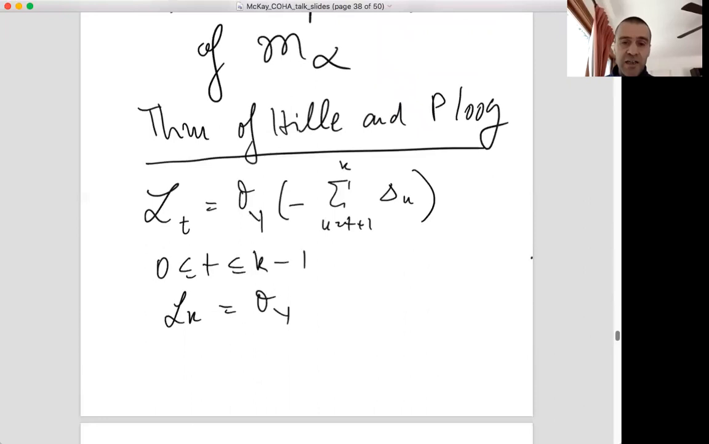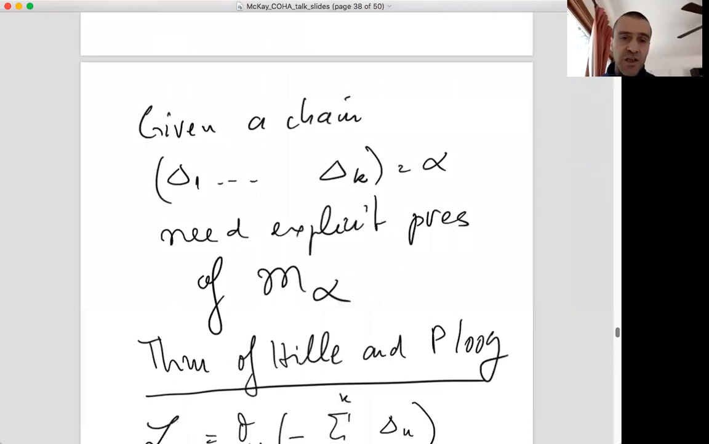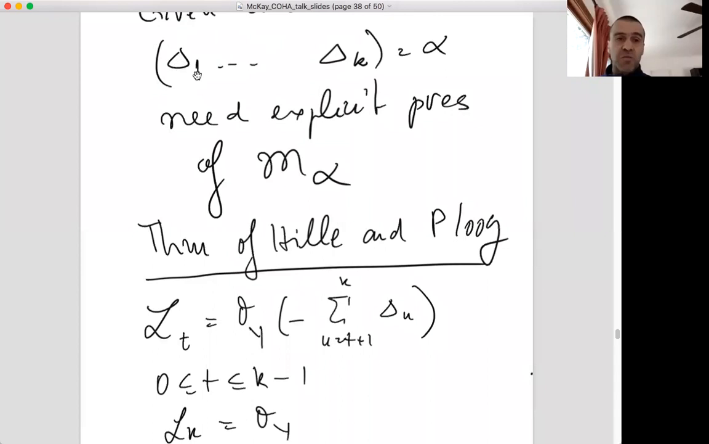So you're given a chain like this. Remember, this is a chain of these divisors. Each divisor itself is reducible, it's broken in pieces. This is not how they formulated their theorem, but this is what follows by applying their theorem to this. I should caution you that this is not quite how it's formulated in their paper, but in any case, it applies to this setup.